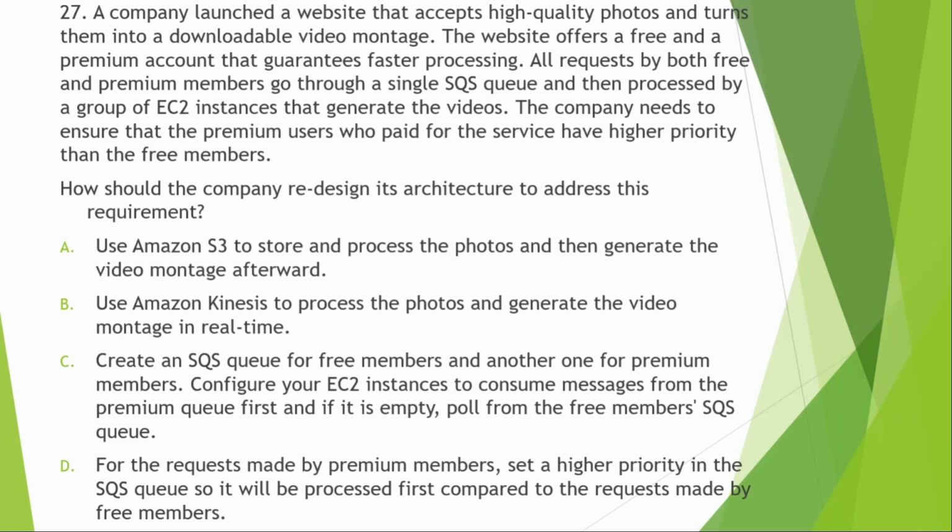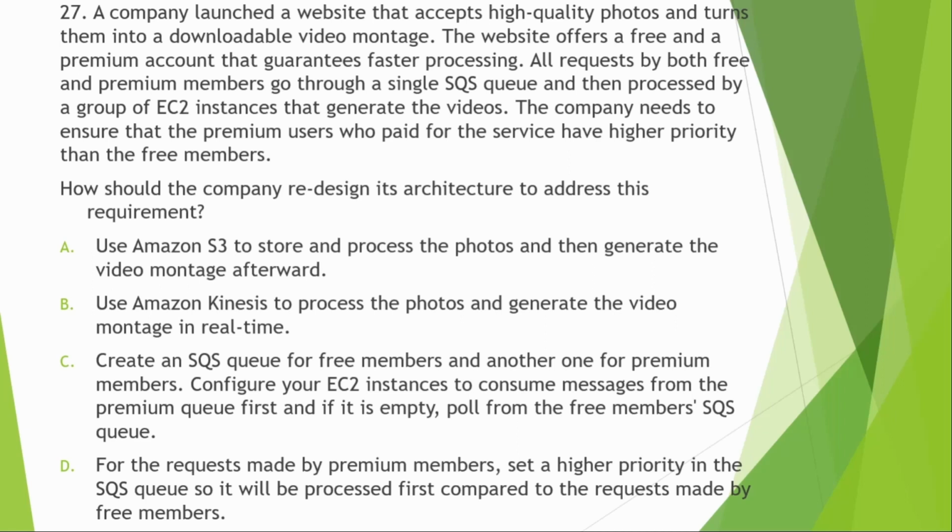Create an SQS queue for free members and another one for premium members. Configure your EC2 instances to consume messages from the premium queue first, and if it is empty, poll from the free members SQS queue. So this is a correct way. Okay, why is it a correct way? So we'll see that when you have SQS, what is SQS? It is a fully managed message queuing service.